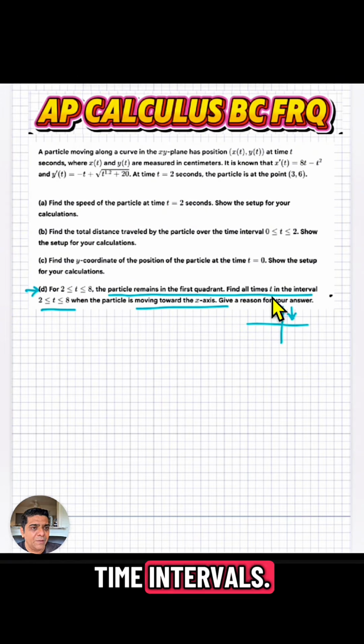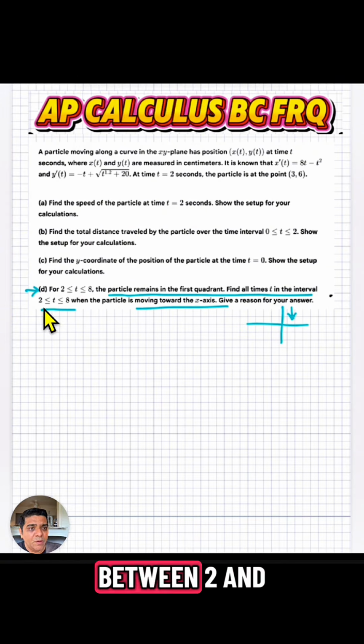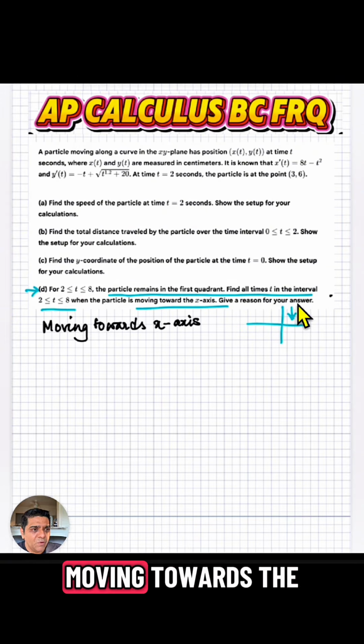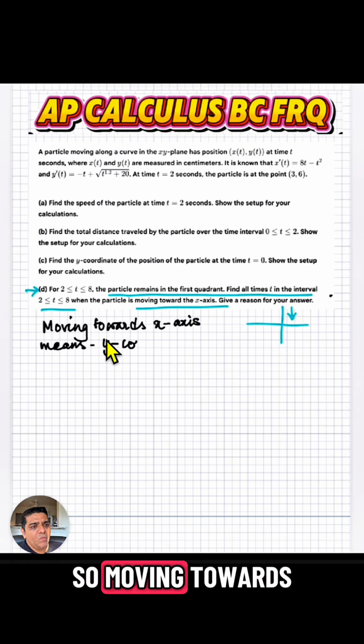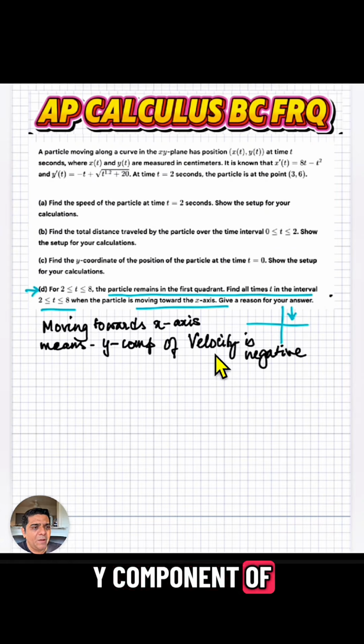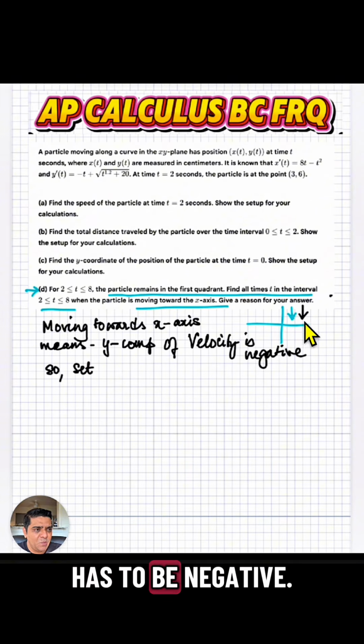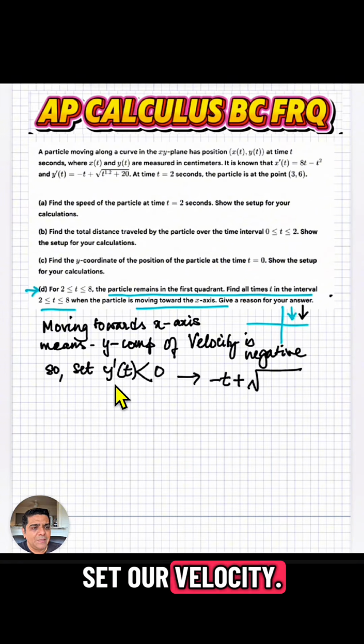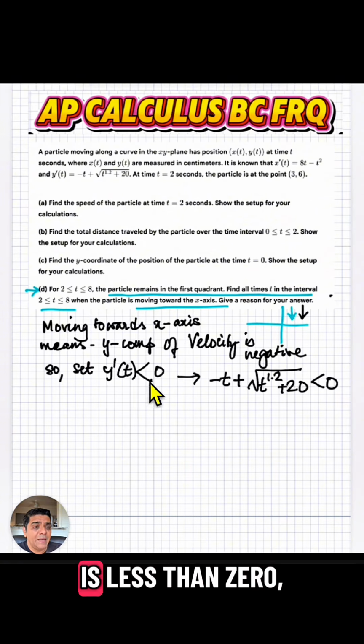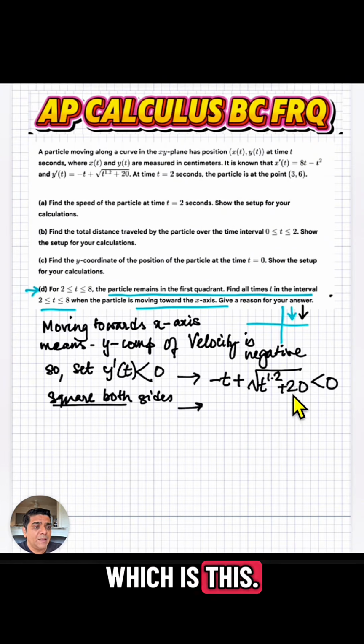Okay, good. So part D, the particle remains in the first quadrant. Find all time intervals in the interval between 2 and 8 seconds in which the particle is moving towards the x-axis. Moving towards the x-axis means the y component of the velocity vector has to be negative. So we set the y component of the velocity vector less than 0.